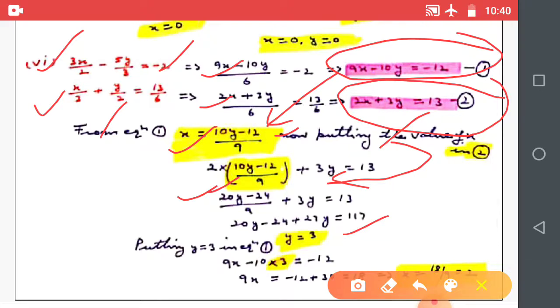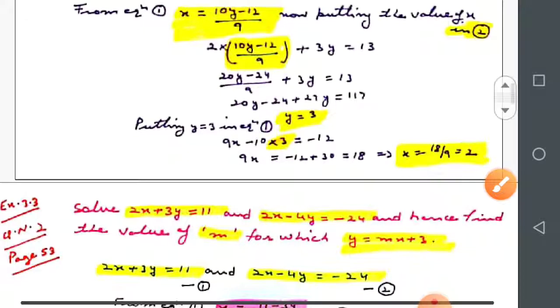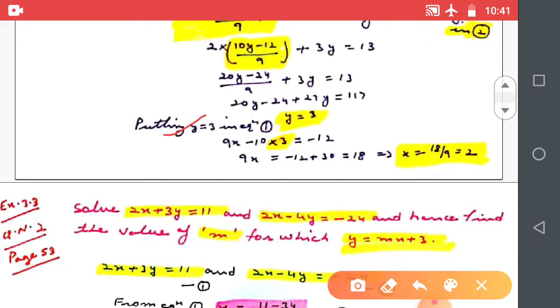Now put this value of y, 3, in equation 1. So 9x minus 10 into 3 is equal to minus 12. So 9x is equal to 18 and x is equal to 2. So the value of x is 2.